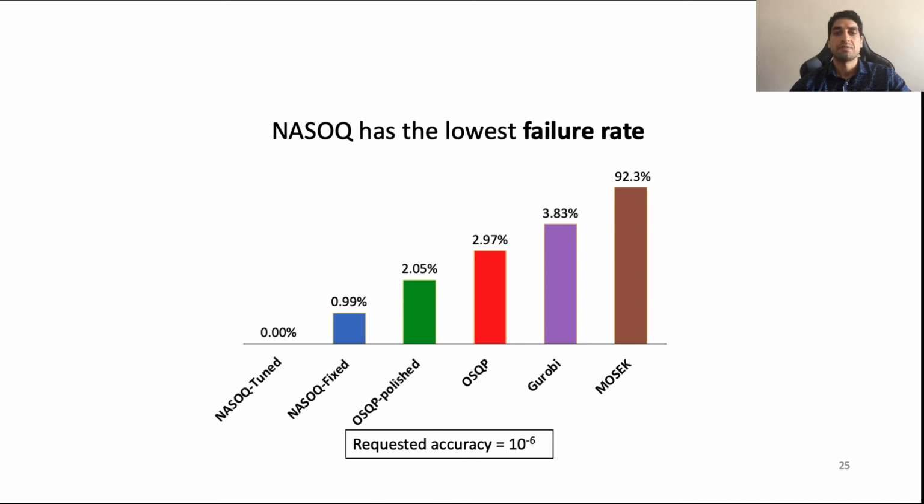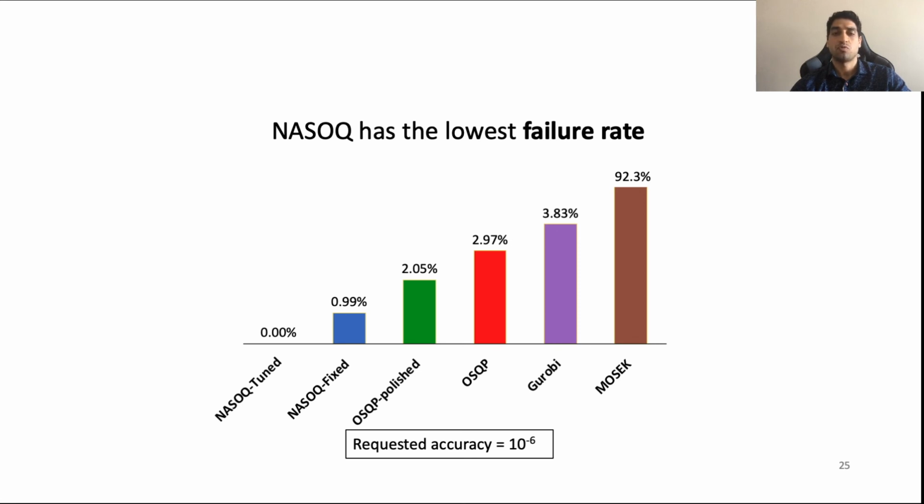For comparison, we select to our knowledge the most robust and performant available QP solvers out there. Specifically, we compare NASOQ to industrial libraries such as Gurobi and Mosek and the state-of-the-art open-source QP solver OSQP. We evaluate all solvers with respect to their failure rate and accuracy across all problems in the benchmark and their corresponding speed. I should mention NASOQ has two variants, fixed and tuned. Please see our paper and code for details.